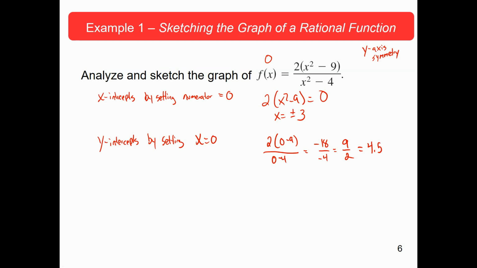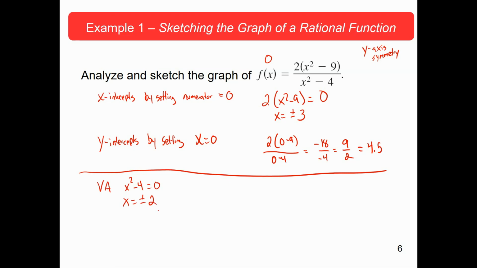Let's jump over and see if we can find our asymptotes. So our vertical asymptotes are where our denominator equals 0. x squared minus 4 equals 0. I get x equals plus or minus 2. For our horizontal asymptotes, we need to make sure that this is in standard form, 2x squared minus 18 over x squared minus 4. We're going to compare the powers. They have the same power, therefore y equals the ratio of the leading coefficients, 2 over 1. So there's our horizontal asymptote. Since this is rational, that's going to be the same on both sides.